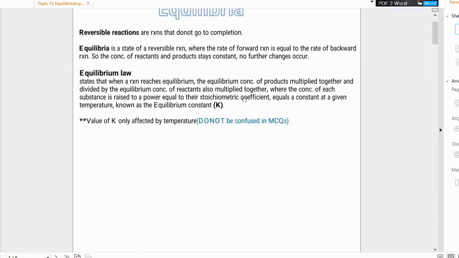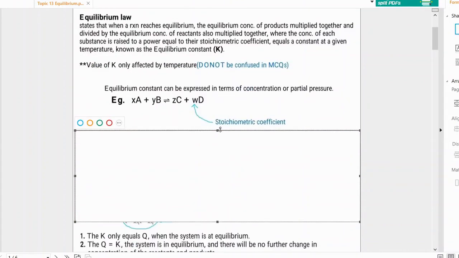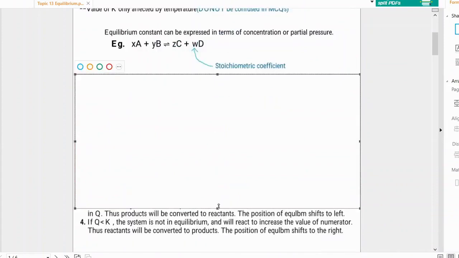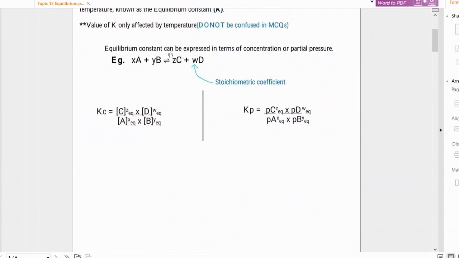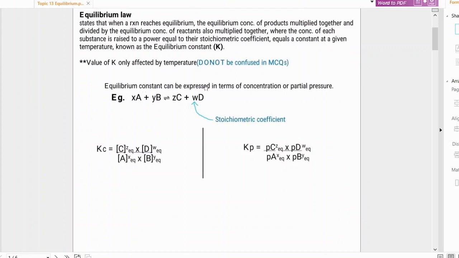This whole expression equals a constant value at a given temperature known as the equilibrium constant, or K, denoted by capital K. For rate constant, it was small k. So the value of K, equilibrium constant, is only affected by temperature. So do not get this confused in MCQs. And so moving on. The expression for equilibrium constant can be written in terms of both concentration or partial pressures.